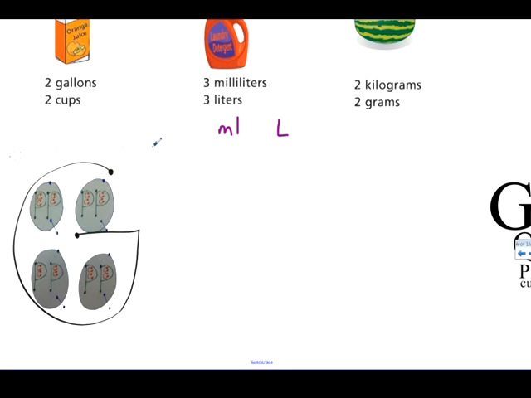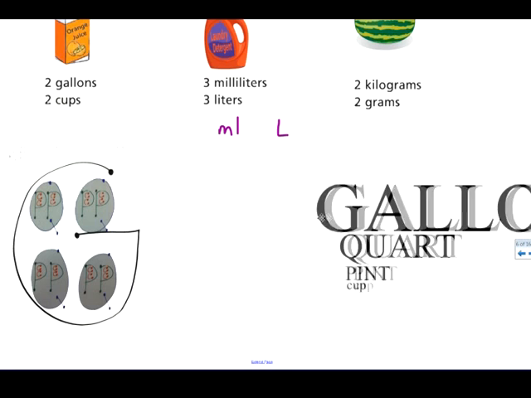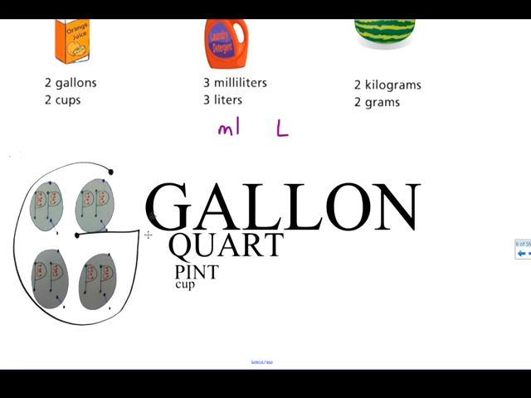In the standard system, remember the G stands for what? Gallons. The Q stands for, see those Q's? Quarts. The big P's stand for pints, and the C stands for cups. So how many cups are in 1 gallon?